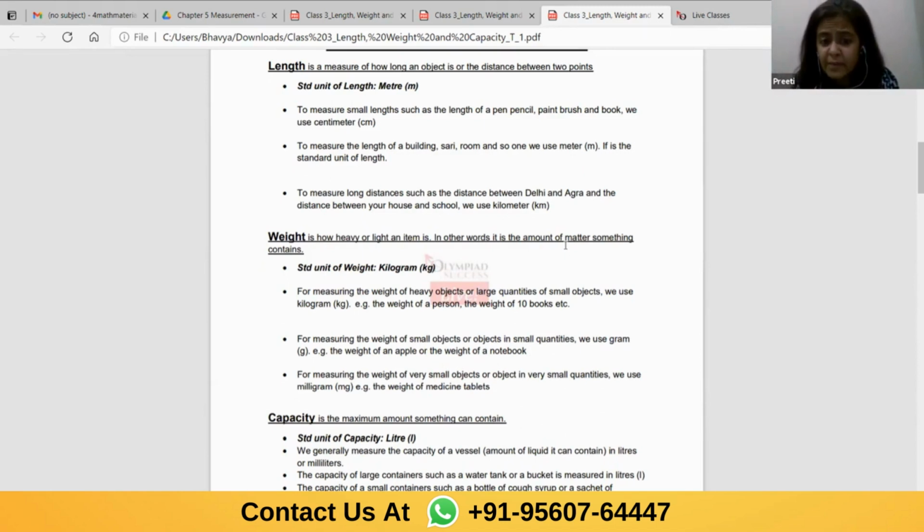For measuring the weight of small objects or objects in small quantities, we use grams. For example, the weight of an apple is in grams. The weight of a notebook is in grams. Children, there are many units, but I will be covering only what is part of your course. As I said, there is a long table of units in measurement, but we will be doing only those that are part of your course. So there are units, and under one standard unit there are many units.